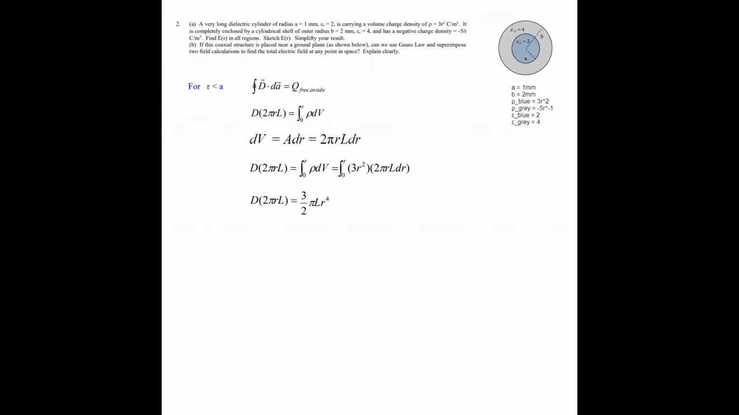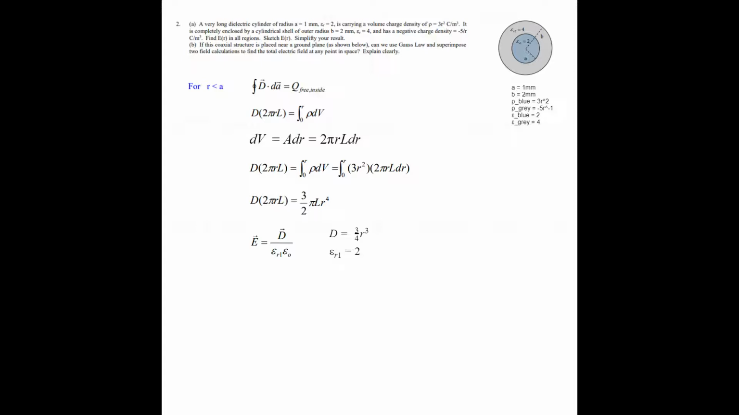Obviously, you could cancel out the 2 pi L before you do the integral, but that's going to give you more work in the next step, in the next region. So that's why I recommend not doing it. I recommend finding it like this, D times whatever, and then canceling it off the D, and then finding what D is. So when you cancel out the 2 pi RL to the right side, you get D equals 3/4 r cubed.